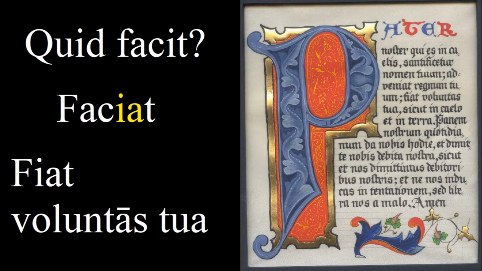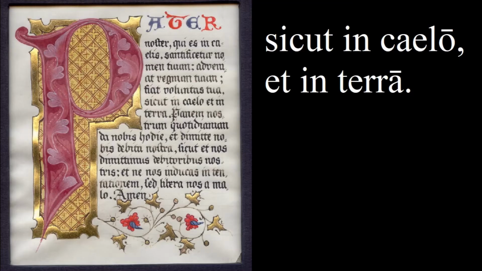Okay, we made it through the hardest part, and the next line is easy. Sicut in caelo et in terra. The only new word here is sicut, which means just like or as. There isn't a trick for this word, it just has to be memorized. And notice that now the word for heaven is singular.